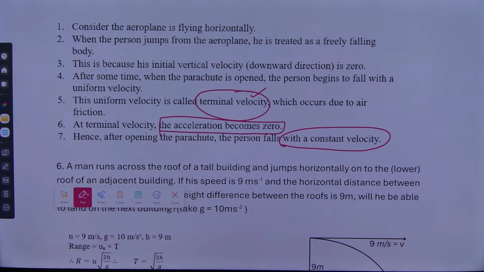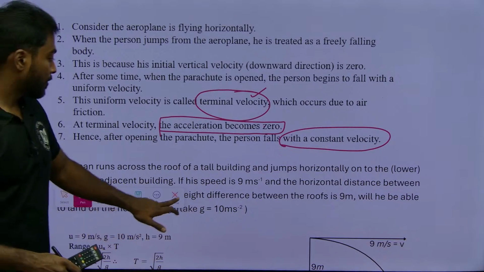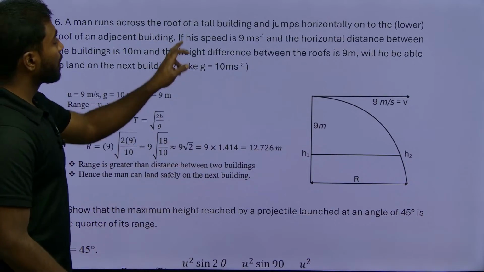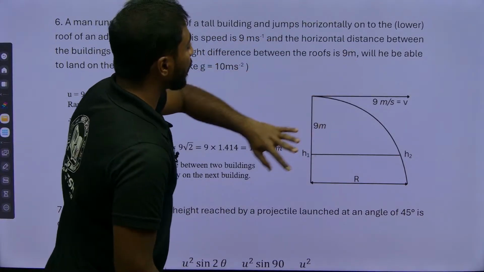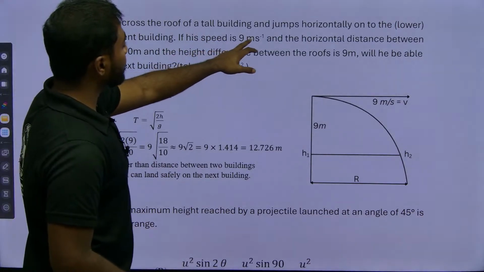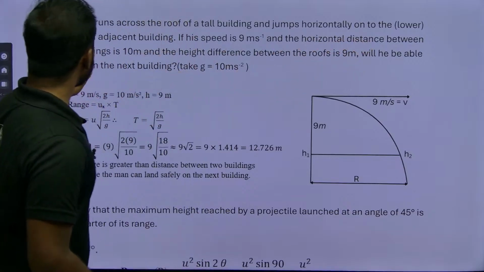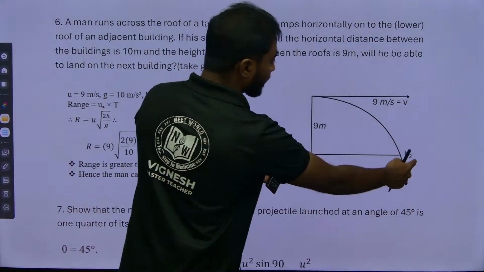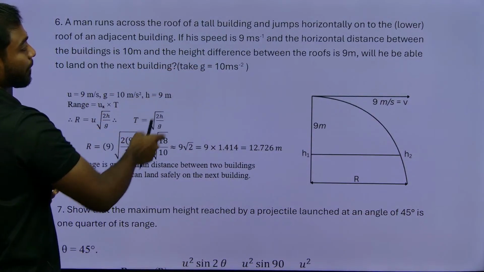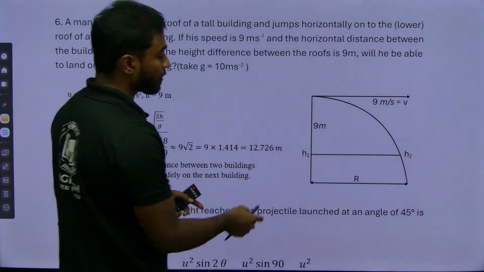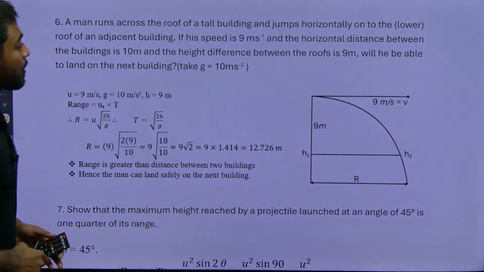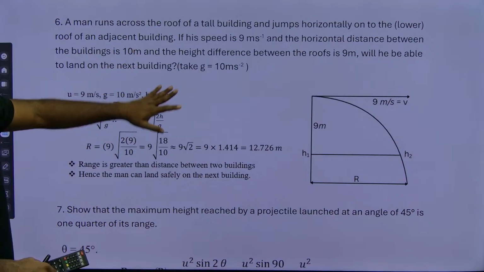Done? Can we go for the next question? Okay, fine. So now the next question is, a man runs across the roof of a tall building and jumps horizontally on the lower roof of an adjacent building. If his speed is 9 meter per second and the horizontal distance between the buildings is 10 meter, and the height difference between the roofs is 9 meter, will he be able to land on the next building safely?